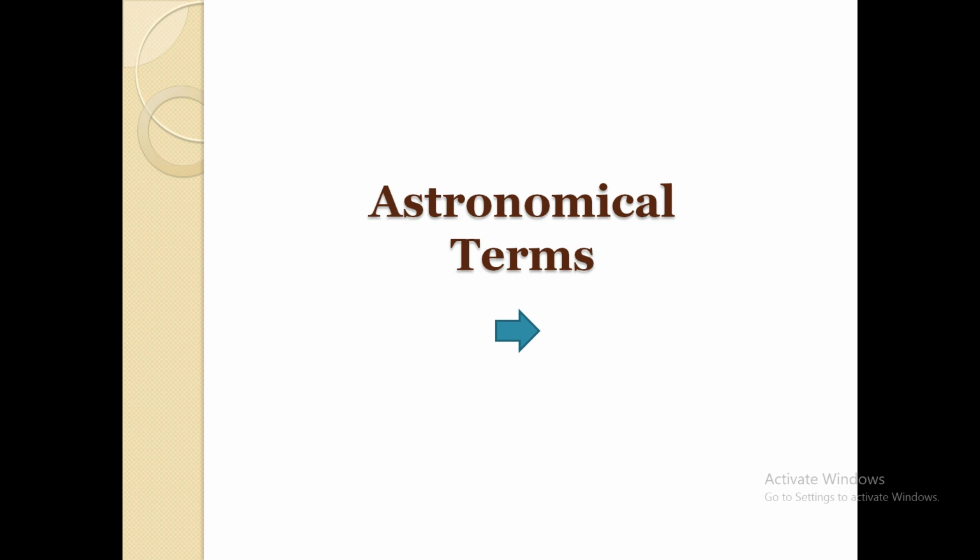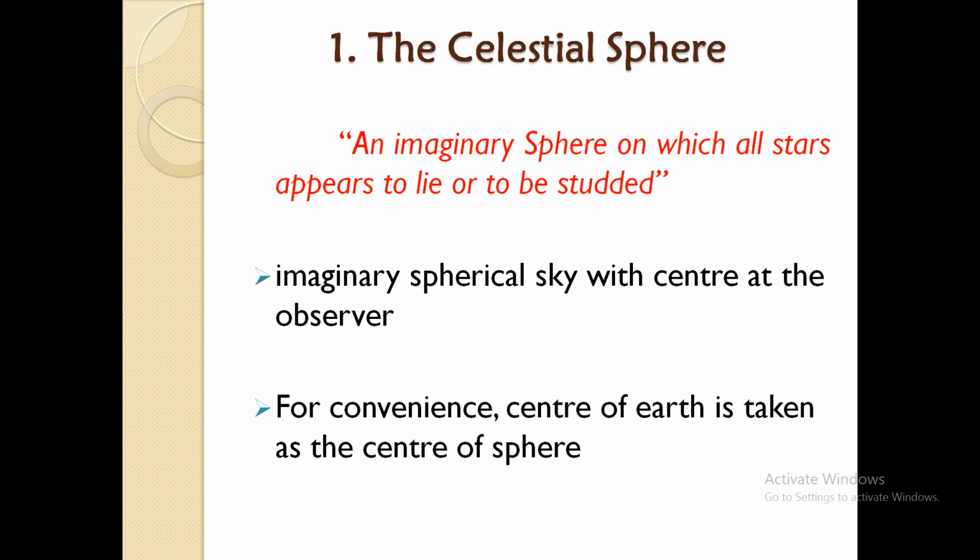Usually in astronomical survey, there are some terms used. The first one is the celestial sphere. A celestial sphere is an imaginary sphere in which all the stars appear to lie or be studded. A celestial sphere is an imaginary sphere with the observer as its center. For convenience, the earth is taken as the center of the sphere.